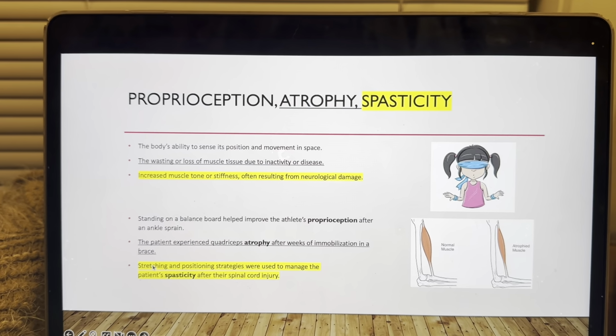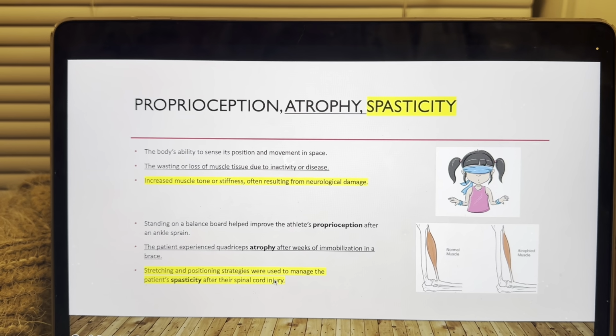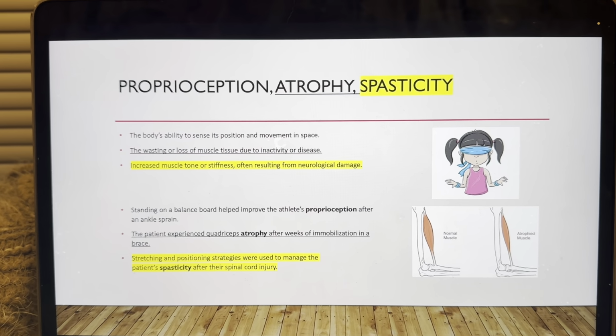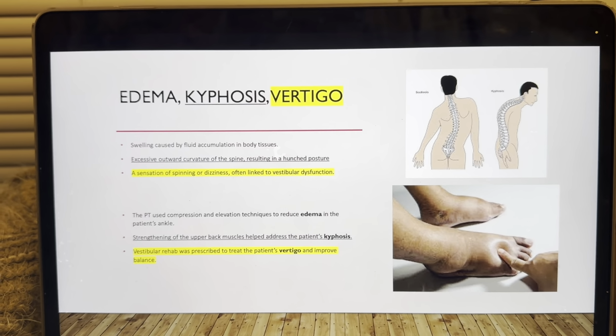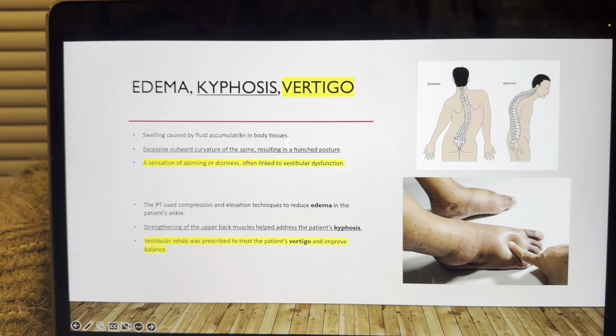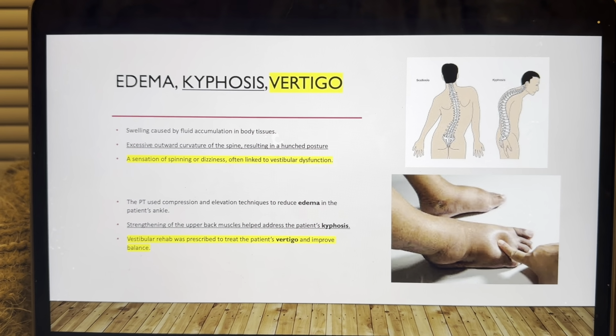So the example sentence would be, stretching and positioning strategies were used to manage the patient's spasticity after their spinal cord injury. This is common with paraplegics. The next is edema, which is swelling caused by fluid accumulation in body tissues. Here's an image of someone's swollen foot. The PT used compression and elevation techniques to reduce edema in the patient's ankle.